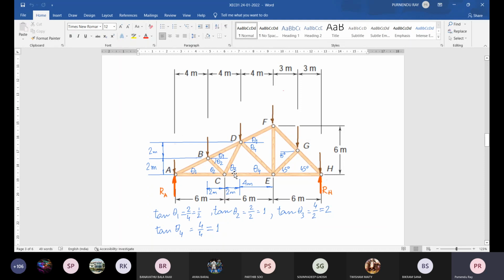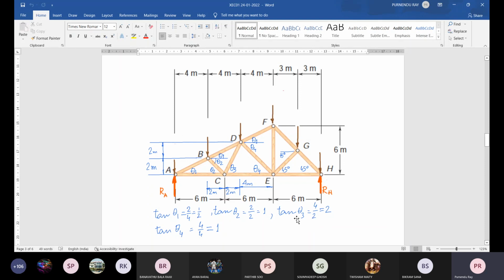Then we go for theta 3. Theta 3 is this height 4 meter divided by this length. So from here to here it is 6 meter, and total length is 12 meter, that minus 8 meter, measuring from A. So 12 meter minus 8 meter, this part is 4 meter, and actually we can find 6 minus 4, this part is 2 meter. So height divided by base, that is 4 meter by 2 meter, that is 2. Tan theta 3 is equal to 2.